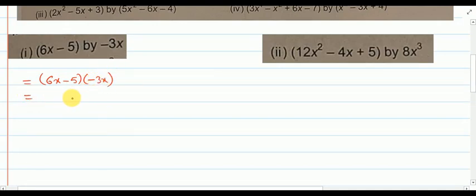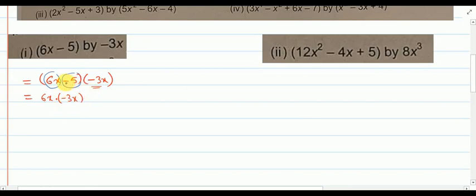Now what will happen? Here you can see that two terms are there. Yes, in the first bracket you see two terms are there. Okay, and in this bracket we have got single term. Okay, so what we'll do, this single term will multiply inside this bracket with each term. Okay, so this minus 3x will multiply to 6x, so we'll write 6x, okay, into minus 3x.